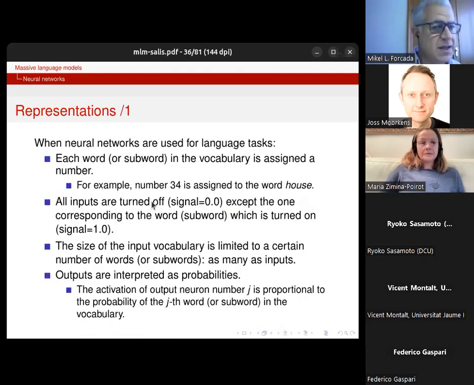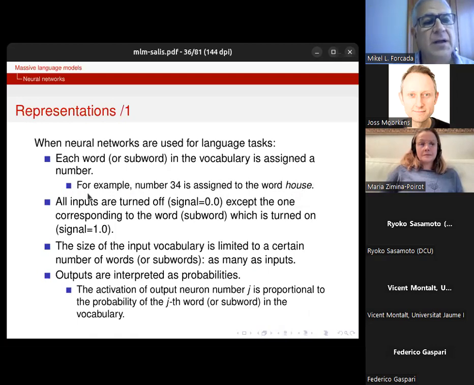what happens when we use these things for language tasks? The way it's usually done is that the input signals are assigned to words. So you first get your words or subwords. I'm going to be saying subwords for a few slides, and I'll tell you what they are in 4 slides. Some of you probably know. Each word or subword in the vocabulary is assigned a number. So you basically have a vocabulary with a number for each word or subword. For example, house would get number 34. It's just an arbitrary number.